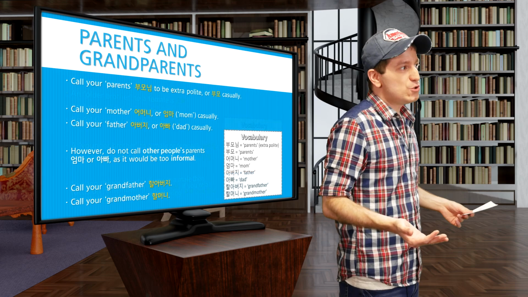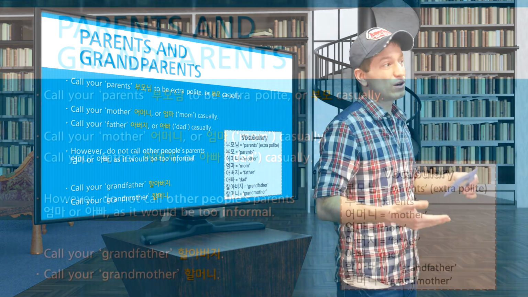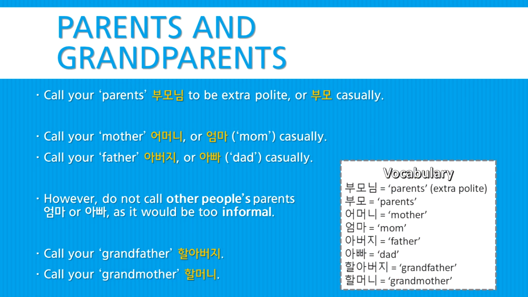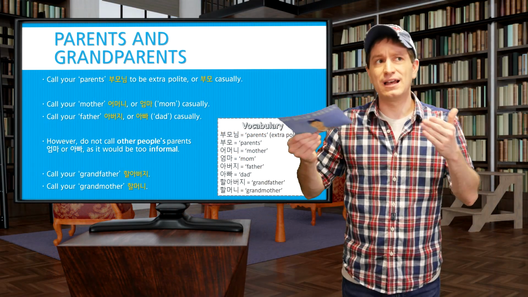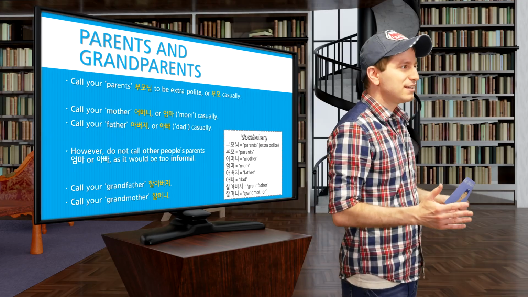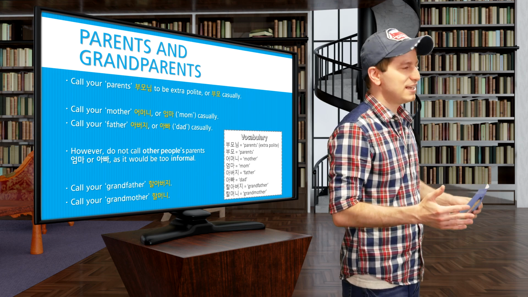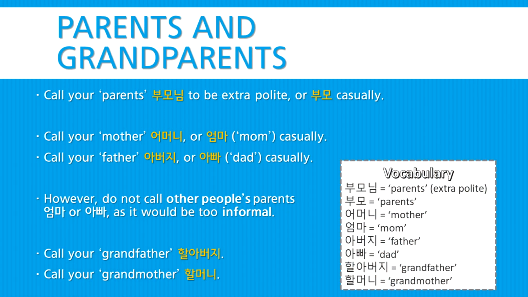To call your parents, you can either use 부모님 when you want to be extra polite toward them, or just 부모 casually. You can call your mother 어머니 or 엄마 casually. And your father 아버지 or just 아빠 casually. However, be careful not to call other people's parents 엄마, 아빠, or 부모, as this can be a bit too casual and impolite. And finally, for grandfather, you can say 할아버지, and for grandmother, you can say 할머니. Make sure to learn all of these words because all of them are very commonly used.